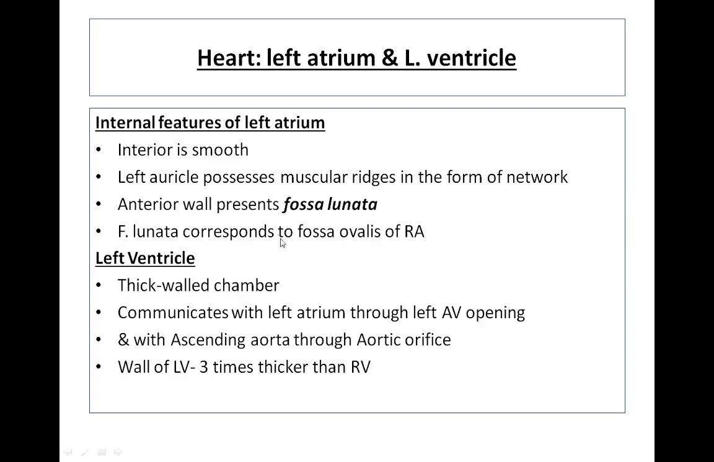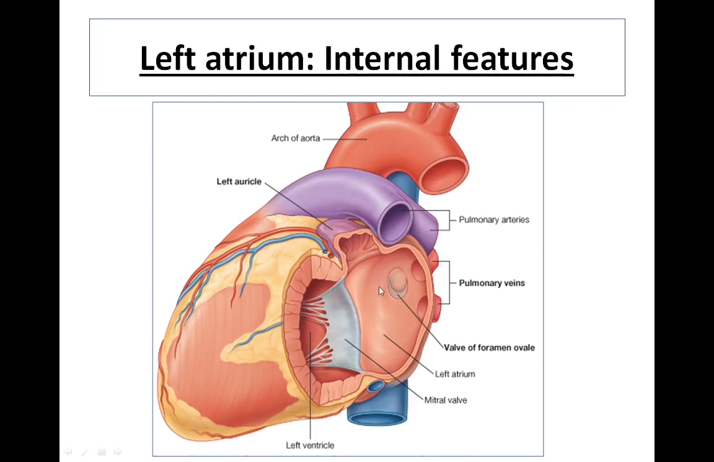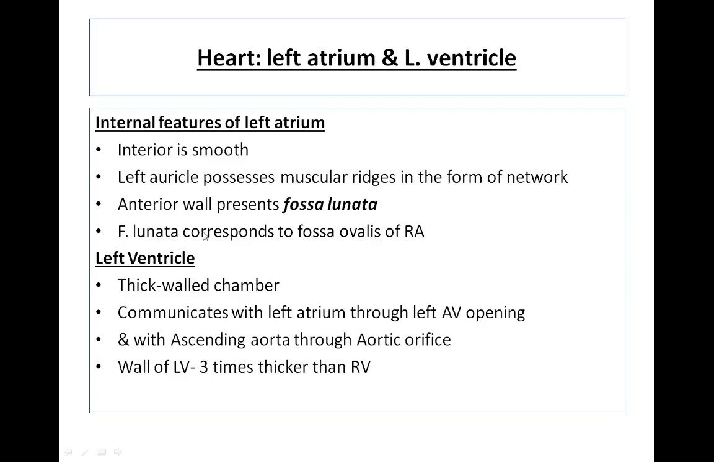The anterior wall presents the fossa lunata. So this is the anterior wall of the left atrium, because the left atrium is here and the right atrium is here. In the anterior wall we can see the fossa lunata, which corresponds to the fossa ovalis of the right atrium.